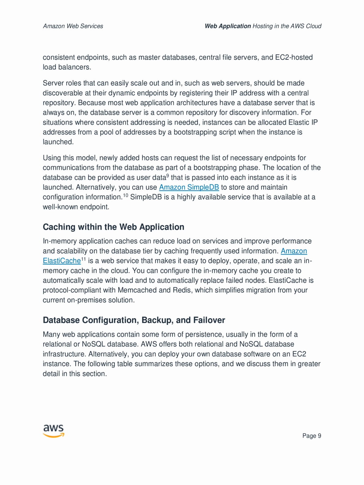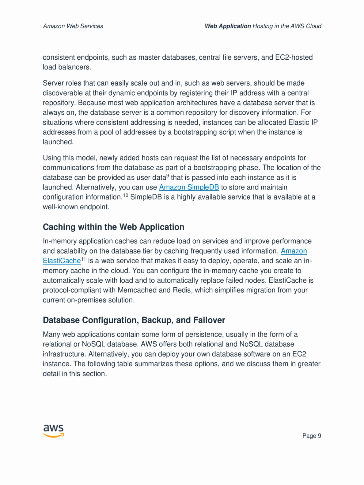Because most web application architectures have a database server that is always on, the database server is a common repository for discovery information. For situations where consistent addressing is needed, instances can be allocated elastic IP addresses from a pool of addresses by a bootstrapping script when the instance is launched. Using this model, newly added hosts can request the list of necessary endpoints for communications from the database as part of a bootstrapping phase. The location of the database can be provided as user data 9 that is passed into each instance as it is launched.